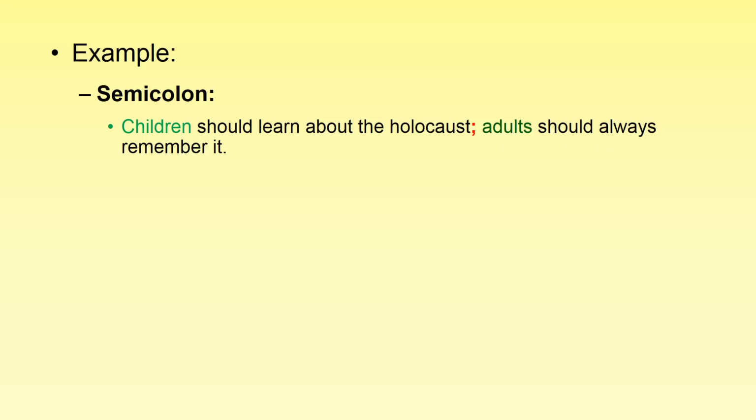Okay, the subject of the first clause is children. They're the ones learning. The next clause is adults, and they're the ones that should remember. Okay, so we can see that we have different subjects, but there is a relationship. The Holocaust. One is about learning the Holocaust, one is about remembering it. So this is a correct usage of the semicolon.